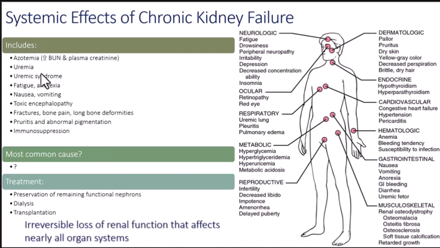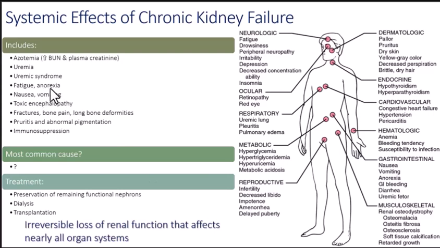Now, uremia is really a pro-inflammatory state where there's going to be many systemic effects that are seen throughout the body, and this is what we call uremic syndrome, when we start to see systemic effects caused by the pro-inflammatory properties of urea not being excreted, but instead being present in high amounts in the blood.